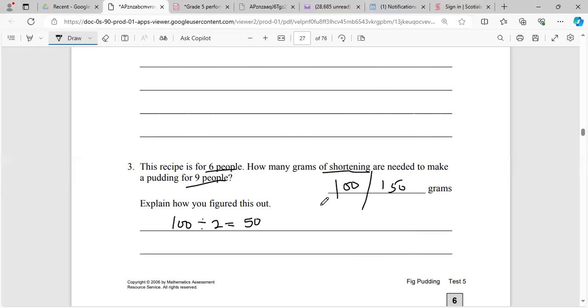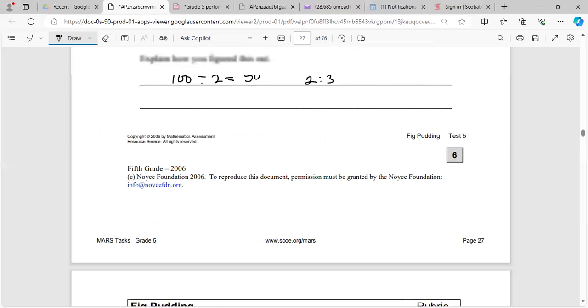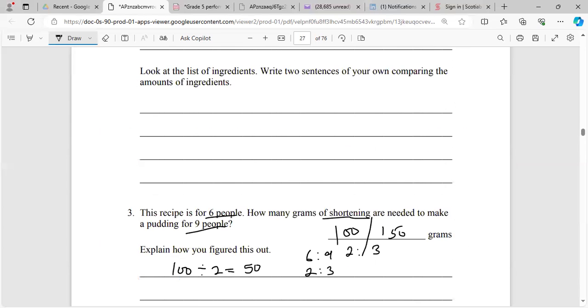Or we could say that the ratio should be 6 to 9. And then when you break down the ratio, it's 2 to 3. Now this is 2 to 3 if we divide by 50, right? So very nice question, very nice question. Alright, so they gave the answer as well. Nice, nice.